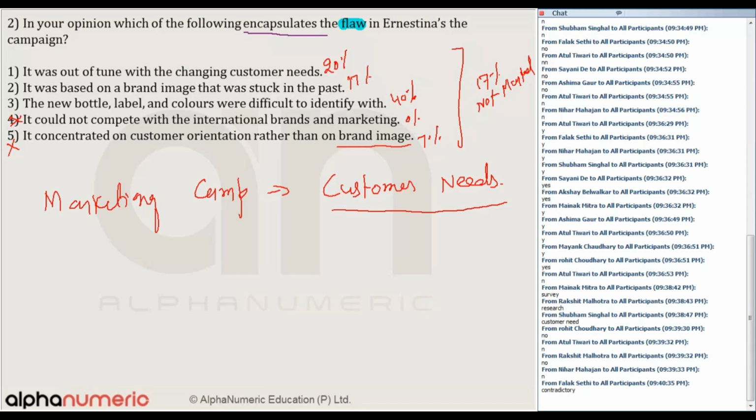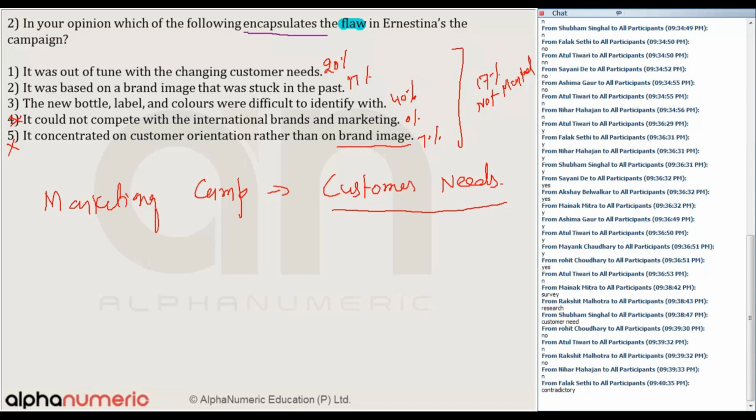Okay. So had it been on the right path, or if the campaign was concentrated on customer orientation, it would have been successful. So that's why the answer can't be option number 5. Now we are left with options 1, 2, and 3. Option number 2, like you said, was based on the brand image that was stuck in the past.